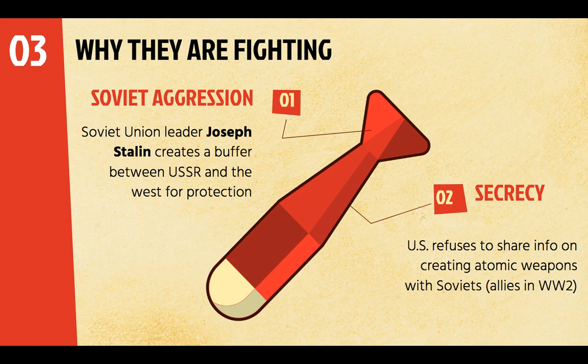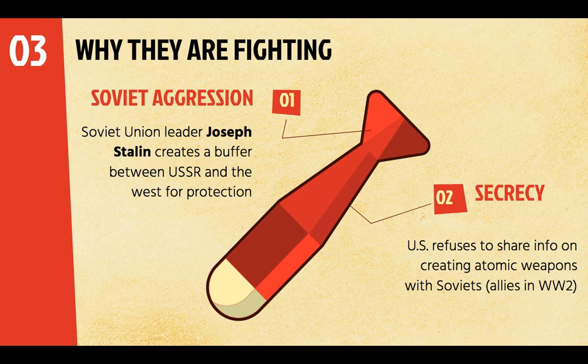So we'll finish up with our final boxes, right? Box number three, why they are fighting. I've narrowed it down to two reasons why we are fighting the Cold War. The first I'm calling Soviet aggression, because one of the reasons our relationship turns sour is that the leader of the Soviet Union at the time, a man named Joseph Stalin, who you might be familiar with, but if not, we'll cover him later.